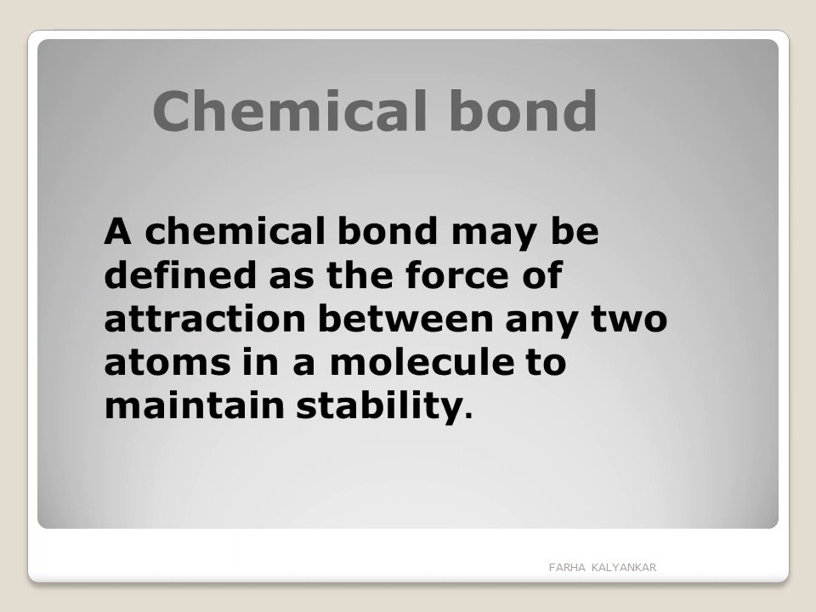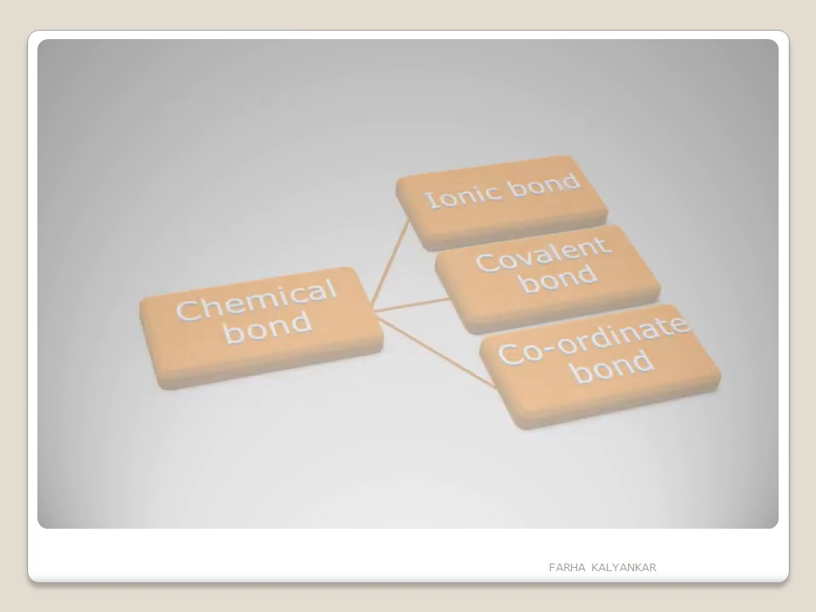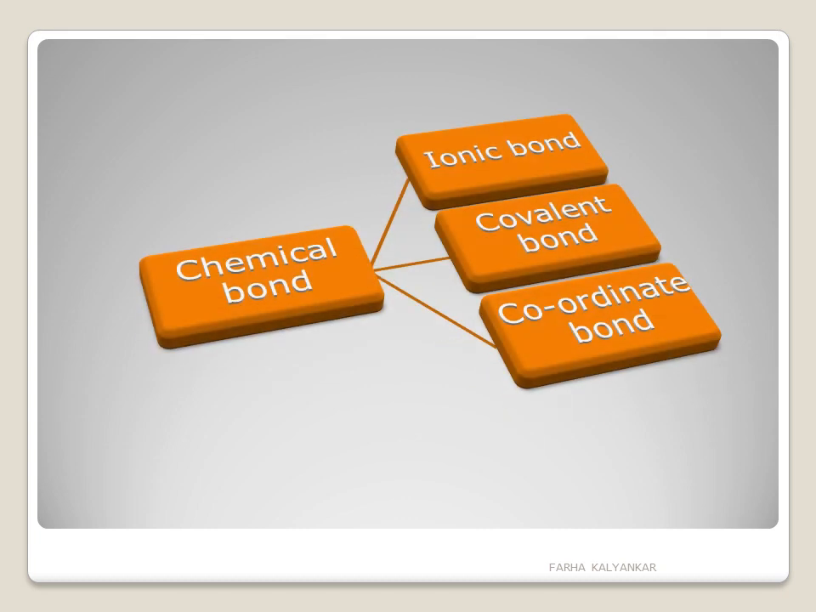A chemical bond may be defined as the force of attraction between any two atoms in a molecule to maintain stability. Chemical bonds are of three types: ionic bond, covalent bond, and coordinate bond.